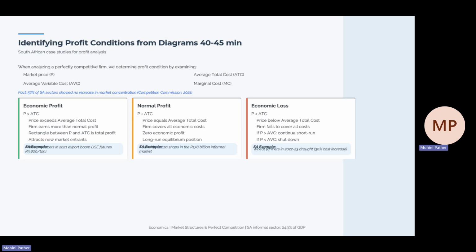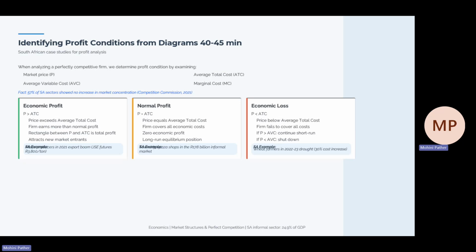So when we saw an export boom in the market for apples, we attracted a whole lot of new farmers into that market, because the JSE futures were charging 3,800 per ton.